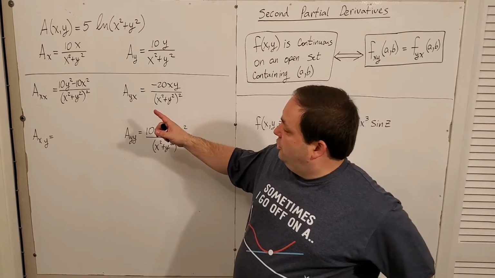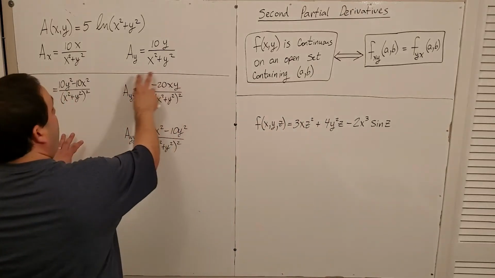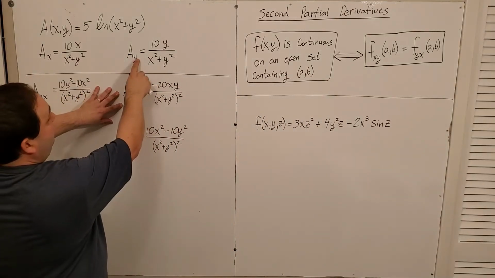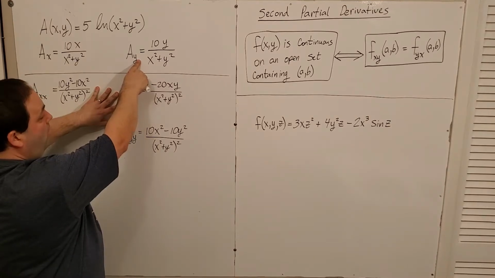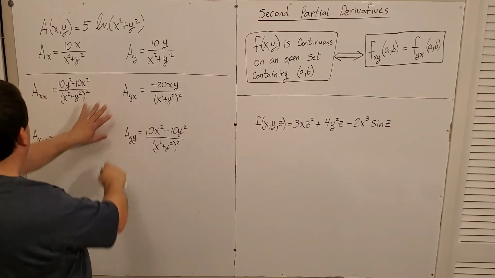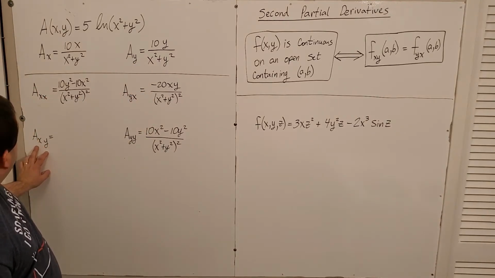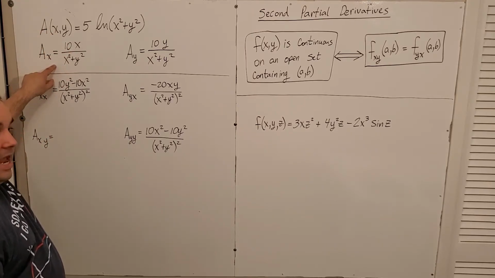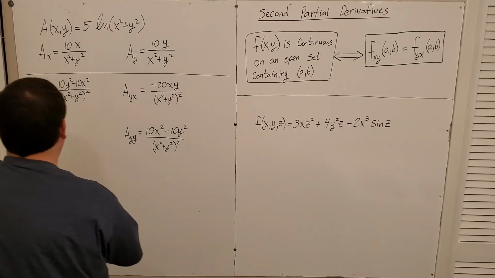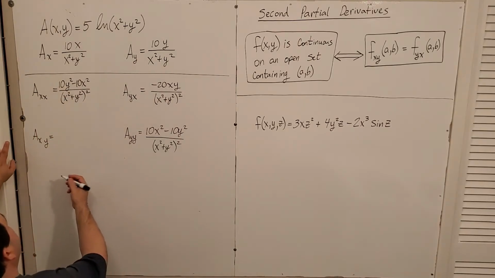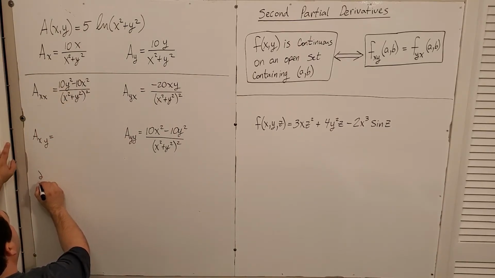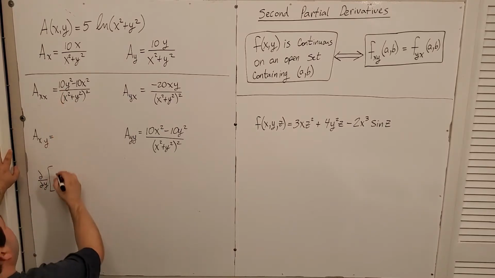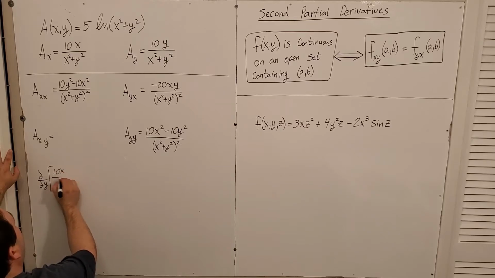Now, to show you the crossover ones, we did this one already. I did the x derivative of the a partial with y already. So now, to do the axy, I will do the y partial derivative of the ax function here. Okay, so look, partial with respect to y of 10x over x squared plus y squared.